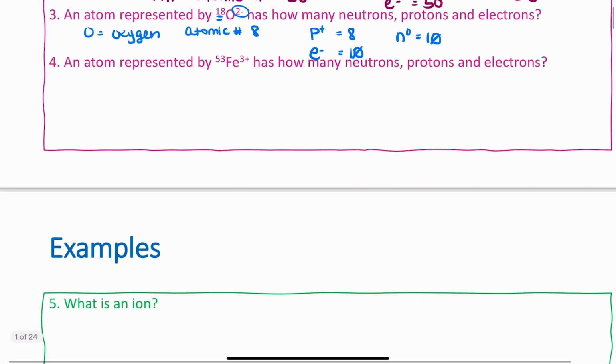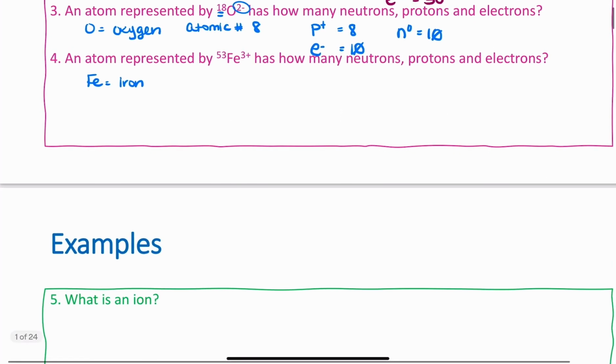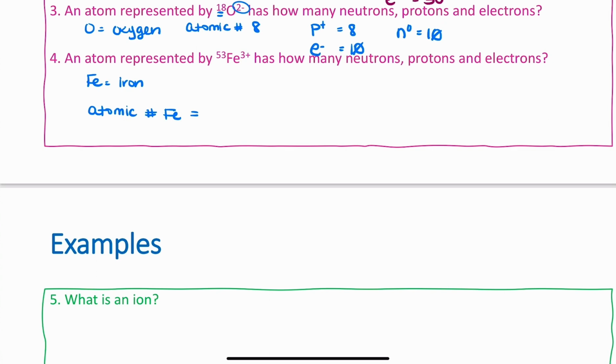Number 4, an atom represented by 53 Fe3 has how many neutrons, protons, and electrons? So you guys should be a pro at this by now. If I look at this, I know Fe is iron. I look at iron on the table, and I see the atomic number of iron is 26. So now I know I have 26 protons.